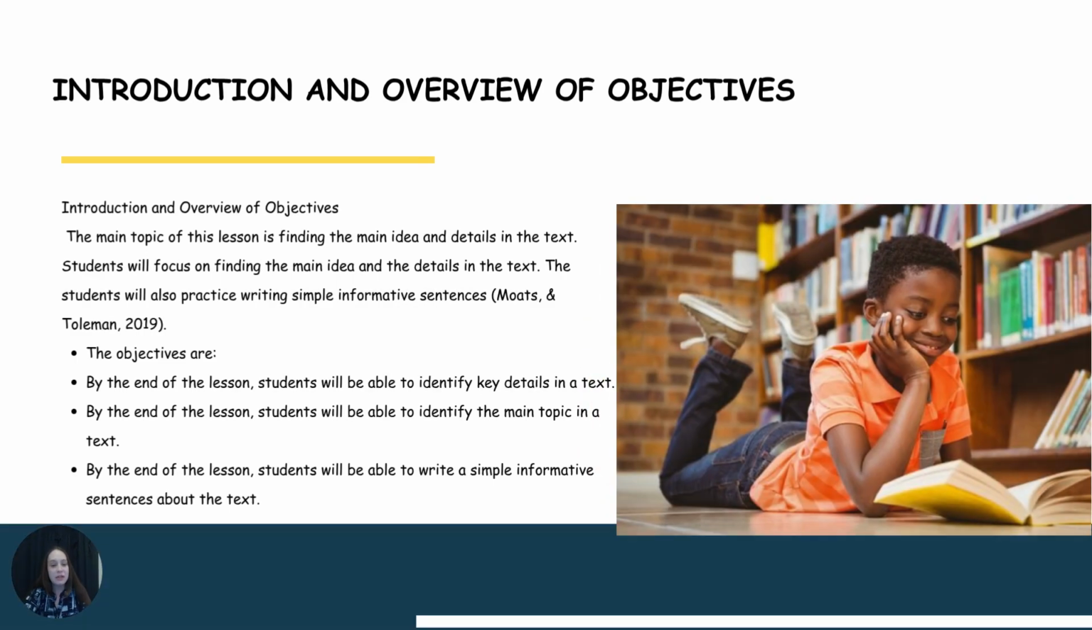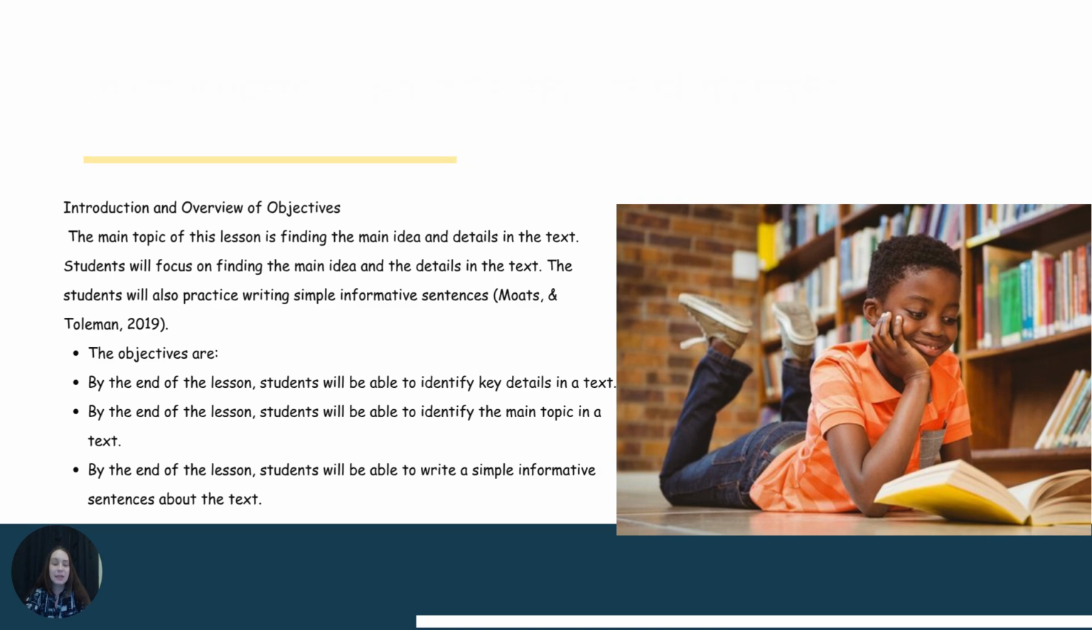My overall lesson focused on a first grade classroom and finding the main idea and key details in a text. By the end of the lesson, students will be able to identify key details in a text. By the end of the lesson, students will be able to identify the main topic in a text. And by the end of the lesson, students will be able to write a simple, informative sentence about the text.